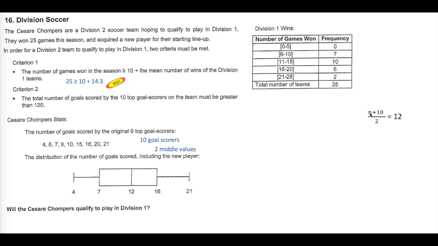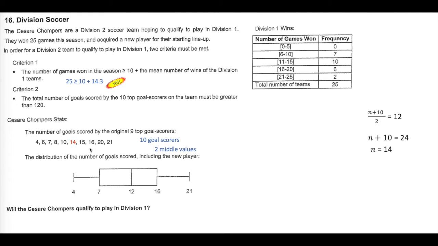So I'm going to say something plus 10, divided by 2, is 12. Cross multiply with 2. That's going to give me something plus 10 is 24. And then subtract 10. So something is going to be 14. 14 and 15 are the 2 middle values. I'm going to rewrite this with the 14 here. And now I have my 10 goal scorers right here.